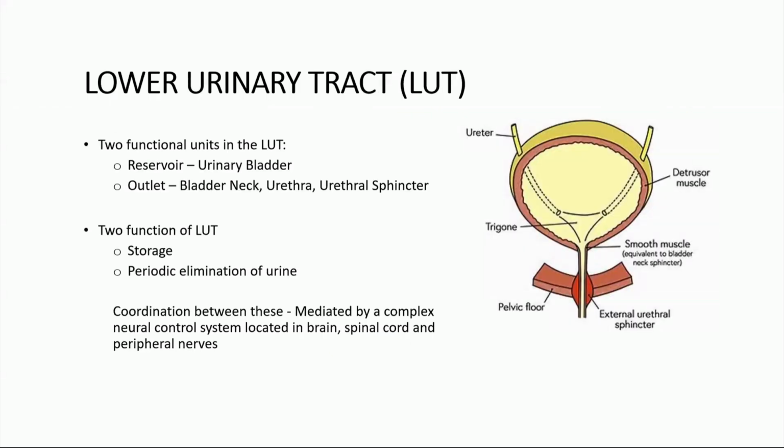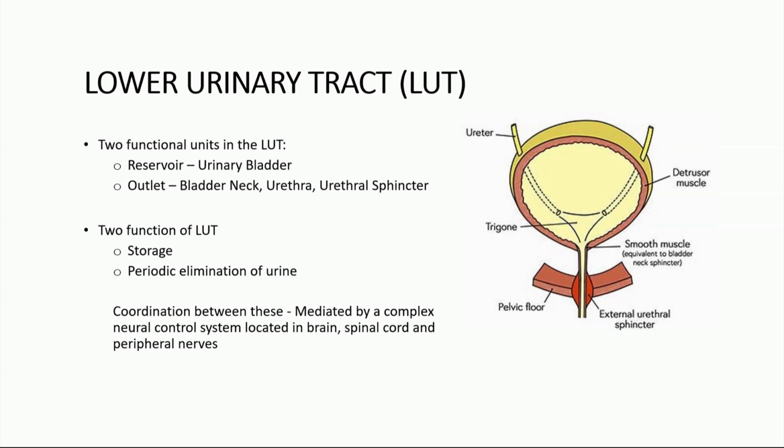Talking about the lower urinary tract first, we all know that it consists of two functional units, with the urinary bladder acting as a reservoir and the bladder neck, urethra, and the two sphincters forming the outlet. The two main physiological functions of the lower urinary tract are low pressure storage of adequate volumes of urine and periodic complete voluntary expulsion from the bladder in a coordinated manner.